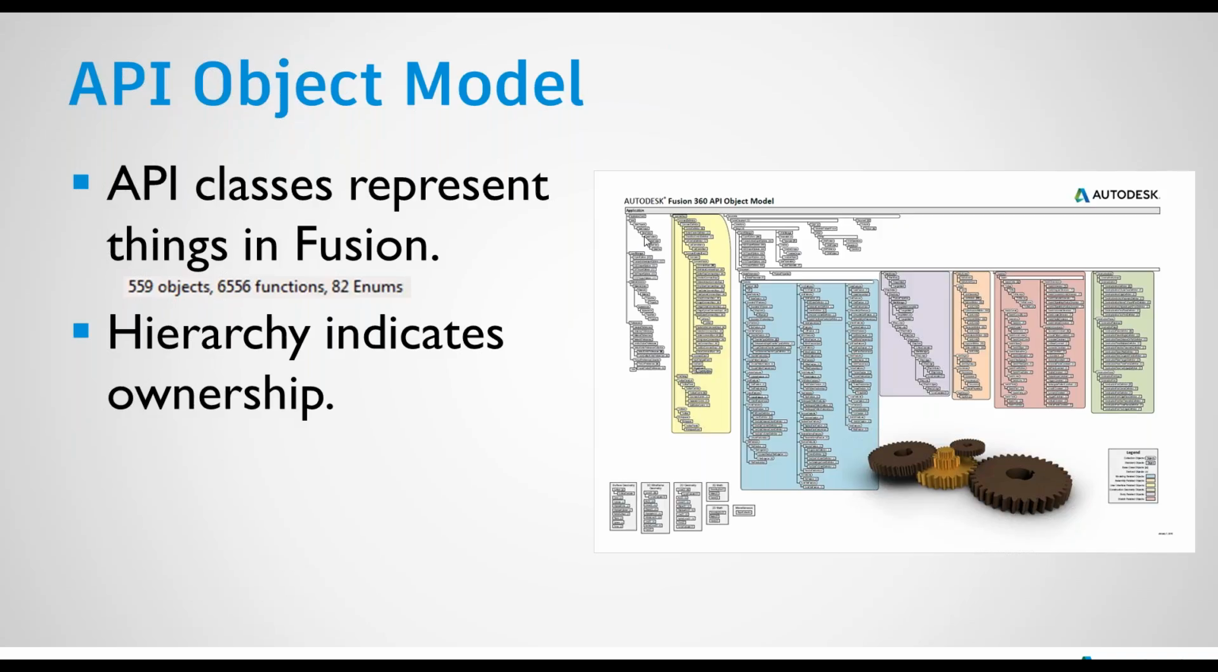If we could look and see, I would see that from a document I can get a design, and from a design I can get all of the sketches, and then from a sketch I can get all of the lines within a sketch. And so this hierarchy again is defining that ownership. And so to get to something I have to understand that ownership so I can go from one object to the other to get to the object that's important to me.